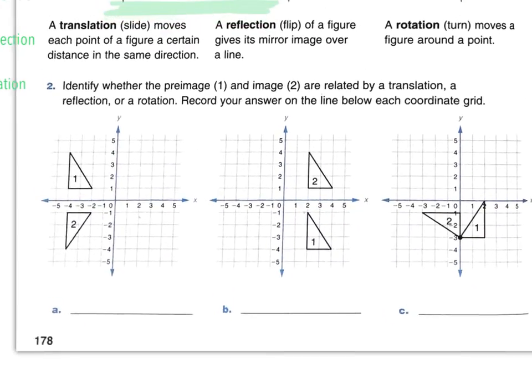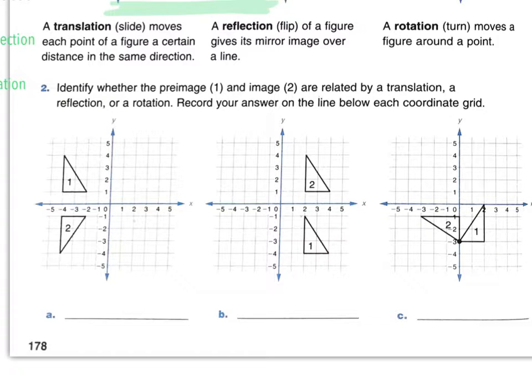We're going to move on down, and we need to identify whether the pre-image, number 1, and image 2 are related by a translation, a reflection, or a rotation. Now I'll give you a hint. We have one of each down here. And then we need to write our answer below. So looking at this first one, we can see our original shape, or they call it a pre-image, number 1, is up in our upper left corner here, and it is flipping and going down below the x-axis. So in this case, that would be a reflection.